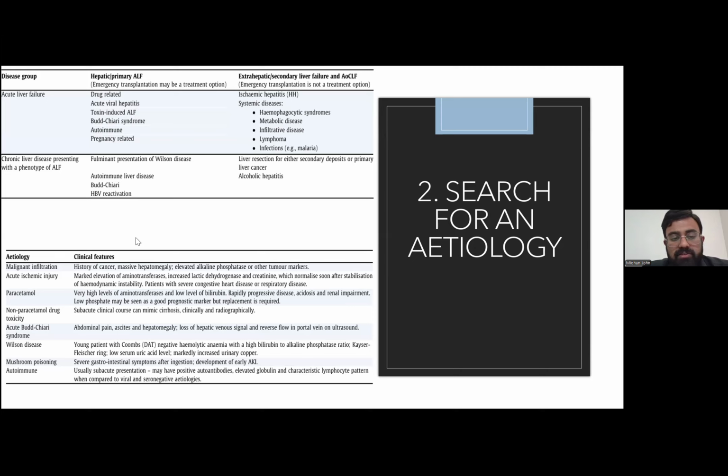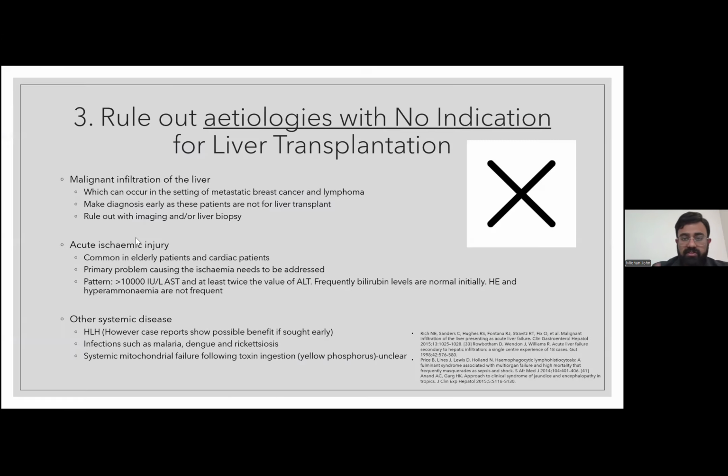So these hints should be triggered when speaking to a patient, or getting a history from the family, so that you can point to possible etiologies as to why these patients present to you. So once you've searched for that and you found etiologies, the third thing is to rule out etiologies that, in the words that they use, have no indication for liver transplantation, or more or less contraindications, is how I took it.